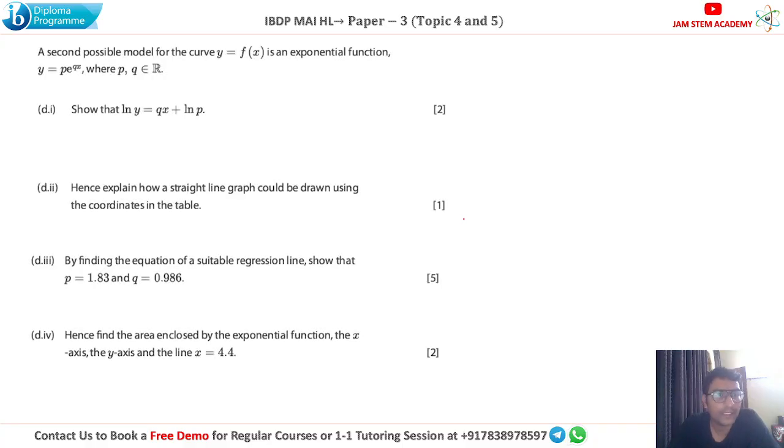Okay, next part. It says a second possible model for y equals f of x is an exponential model. First, we calculated the area using the trapezoidal rule. Then one regression model, the cubic model. This time we have to find an exponential model actually. Okay, so let's go for this one.